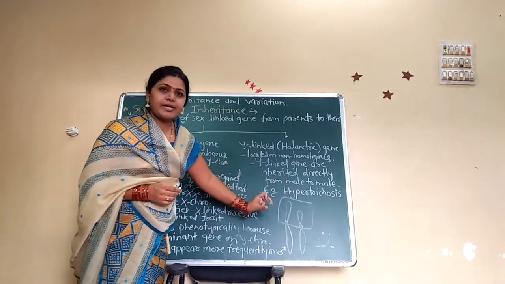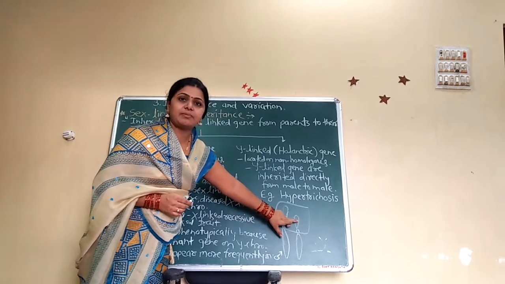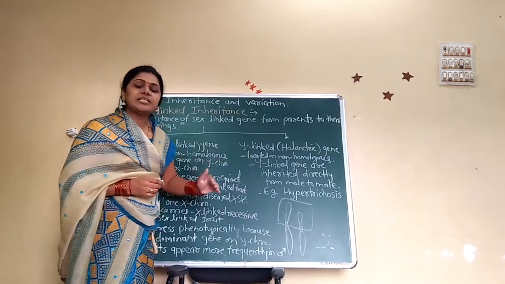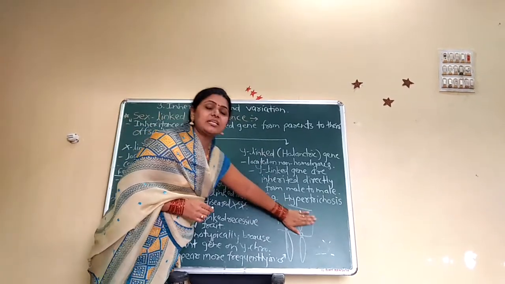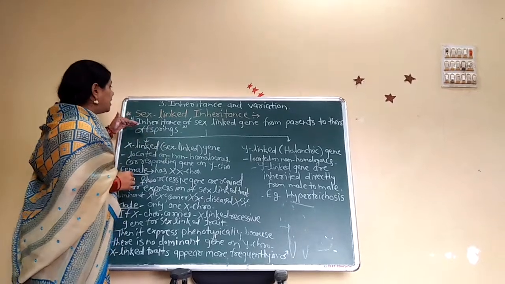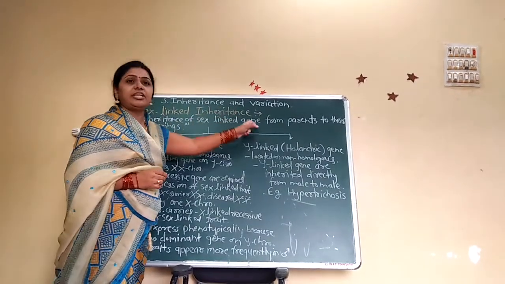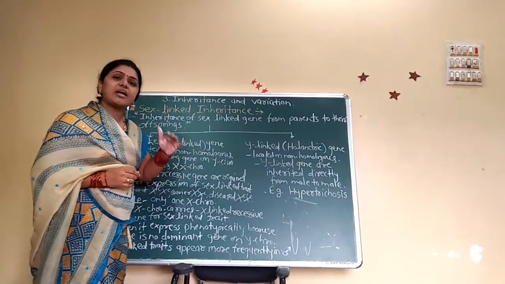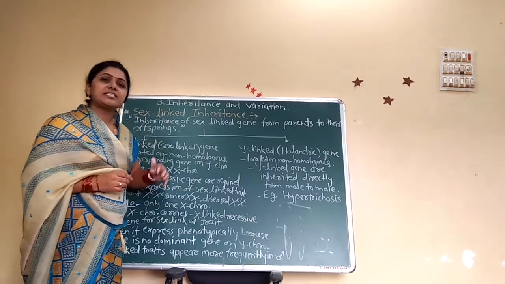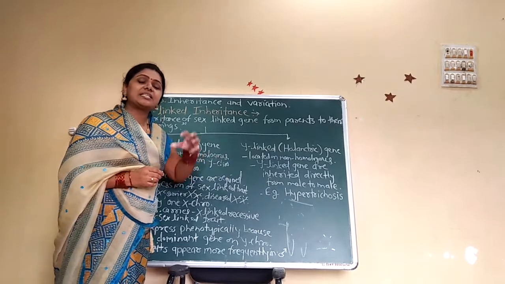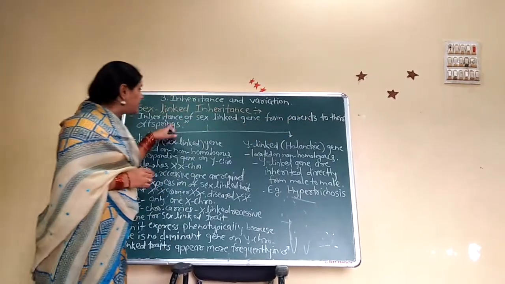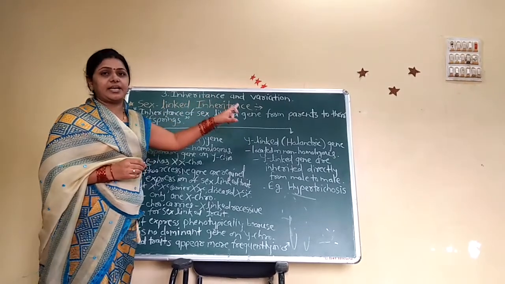Those genes which are located on the non-homologous region of the sex chromosomes are called sex-linked genes here. And what is sex-linked inheritance? It is the inheritance of sex-linked genes. Those genes which are transferred from parents to their offspring are called sex-linked inheritance.